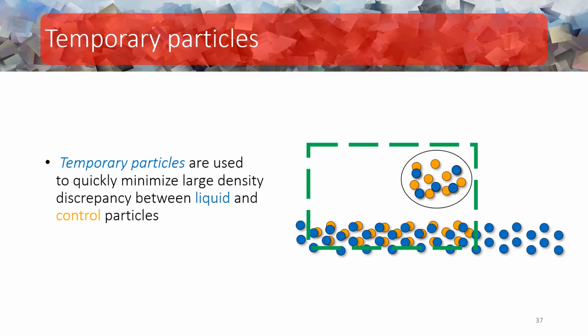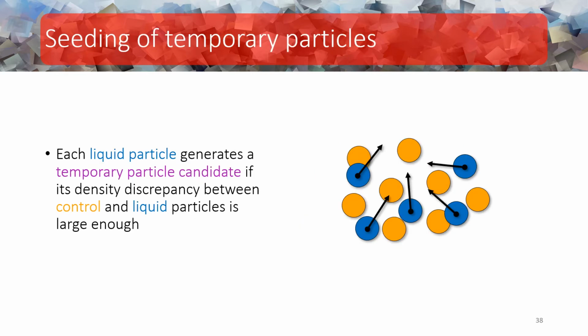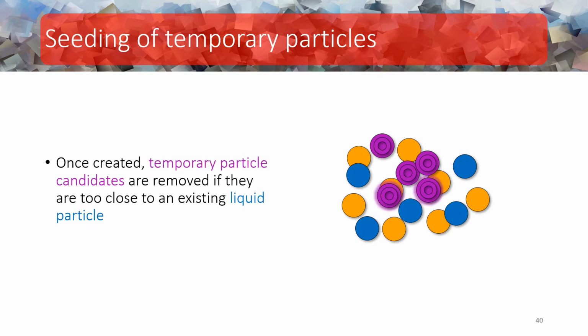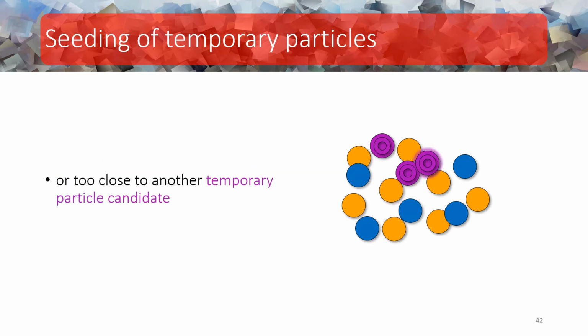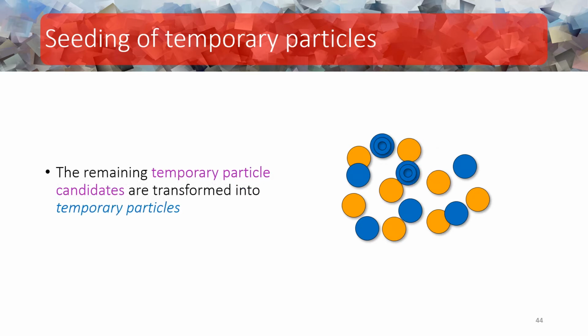To quickly and efficiently tackle these issues, we introduce temporary particles. At each frame and for each liquid particle inside at least one template instance, we estimate the density discrepancy between control and liquid particles. If this discrepancy is larger than a given threshold, a temporary particle candidate is seeded. Temporary particle candidates are immediately removed if they are too close to an existing liquid particle. Temporary particle candidates are also removed when too close to another candidate. The remaining candidates are transformed into temporary particles.